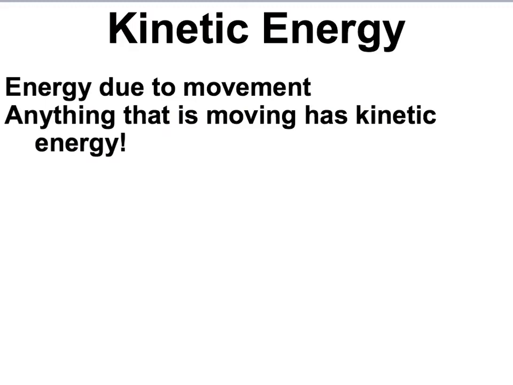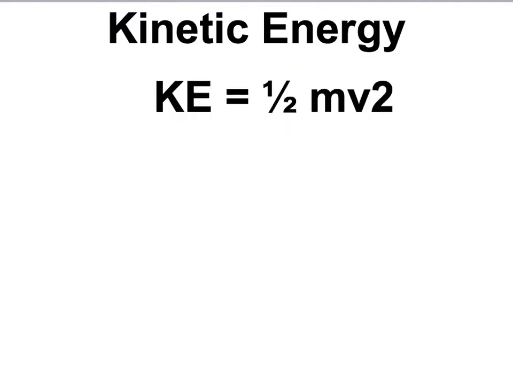Kinetic energy is the energy due to movement. So anything that's moving has kinetic energy. If something is still, it has no kinetic energy. There's a formula for kinetic energy, and I want to look at that now. Here it is. The kinetic energy equals 1/2 mv squared. I'm going to write that again just to make it clear. Kinetic energy equals 1/2 mv squared.